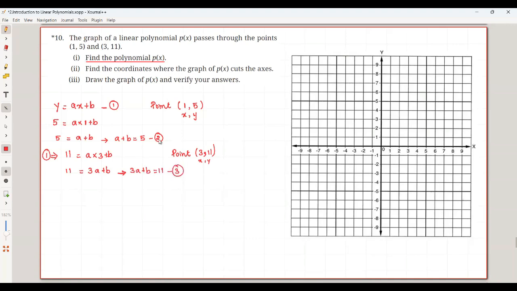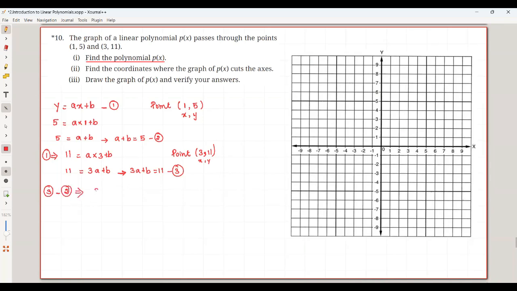I have to solve the second and third equations so that I get the a and b values. After getting the a and b values, I substitute them in the first equation, and I will get a linear polynomial. How to solve the equations? We can use the elimination method. Here plus b, here also plus b, so I have to subtract. I'm going to subtract equation 2 from equation 3, so that the b value gets eliminated.